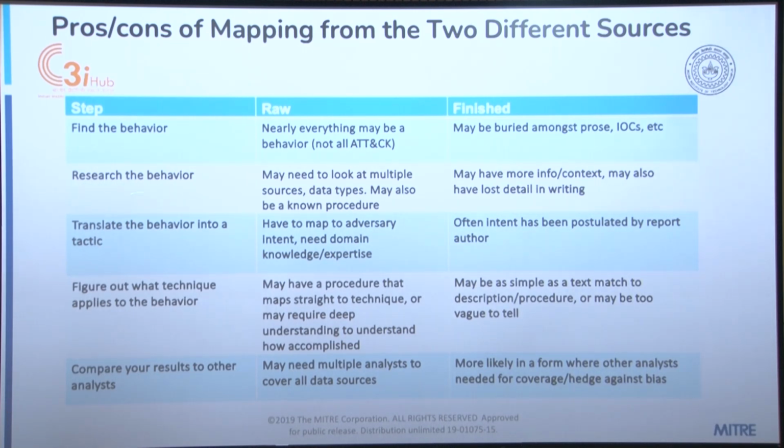In the research behavior stage, for the raw data mapping case, one needs to collect data from multiple data sources and different data types. Also, this can help to first understand the procedure before going to the tactics or techniques. Whereas in finished threat reports, we may have more information and context, as it has already been analyzed and described after the threat analysis. There is more contextual information in the threat report than in the raw data.